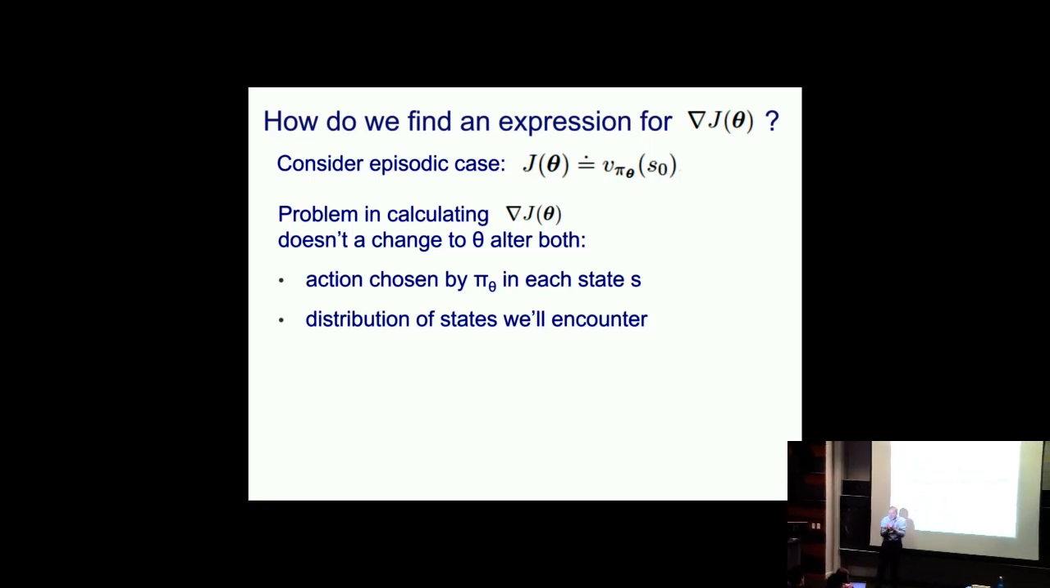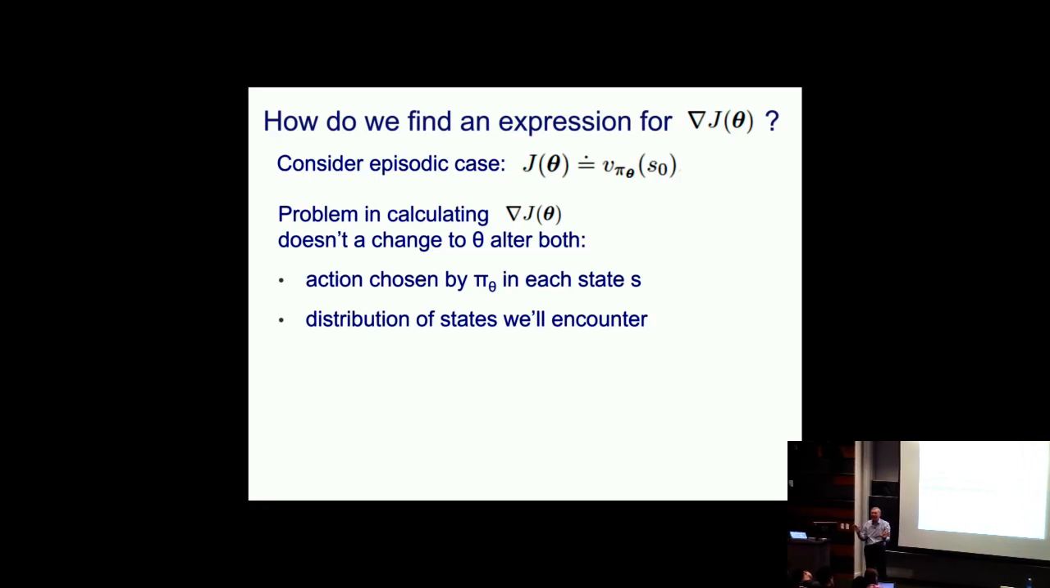Then you notice that there are actually two very different influences of theta on what's going on. One, of course, if we change theta, then we're going to change the recommended action in every state, or at least in some states, or the probabilities of those actions. That's obvious. But also, as we change theta, it's going to change the distribution of states that we actually encounter. And that distribution could make changes to the value function too.